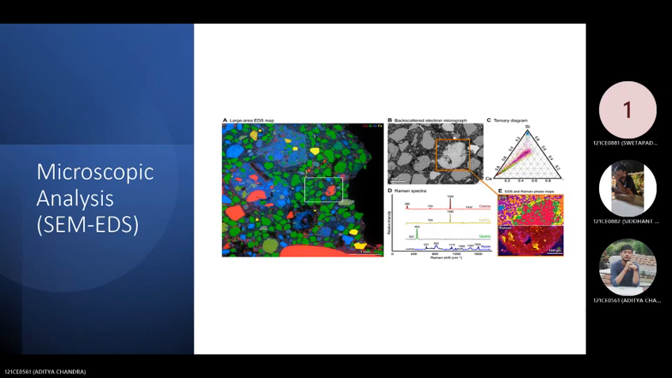Now you can see, as we saw in the previous slide, the microscopic analysis. In the microscopic analysis, we have an analysis method called SEM-EDS. Now, what does it stand for? SEM-EDS stands for scanning electron microscopy and energy dispersive spectroscopy. It is a microscopic level of analysis where, with the help of the electron microscope, we focus on a certain section of the sample provided to us.